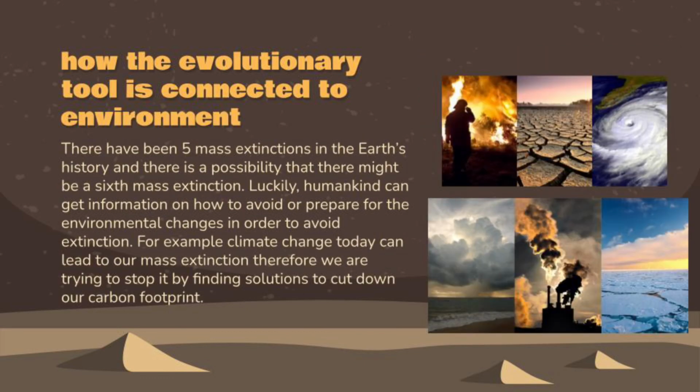For the environmental connection between evolution and fossil record, there have been 5 mass extinctions that happened in our Earth's history. Therefore, there might be a possibility of a 6th mass extinction according to studies and scientists. But luckily, humankind was able to get information from fossil records to prepare for or avoid the next mass extinction.